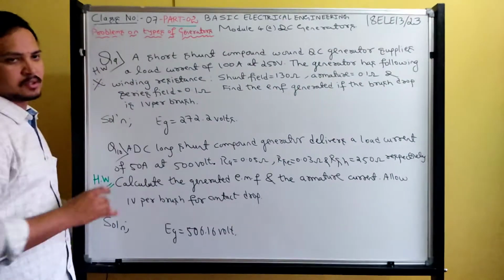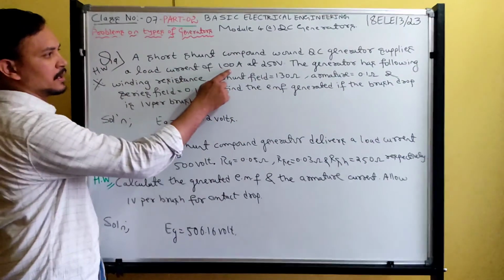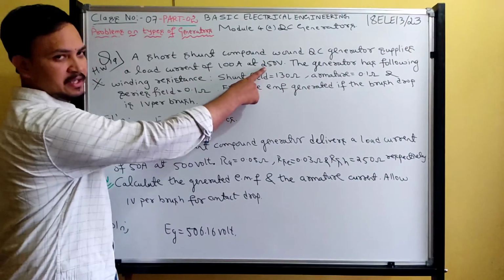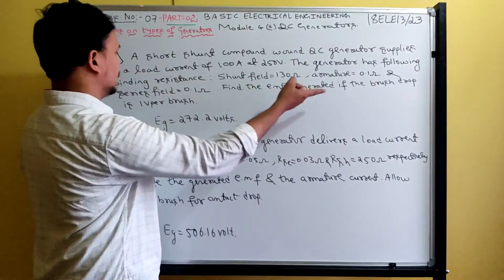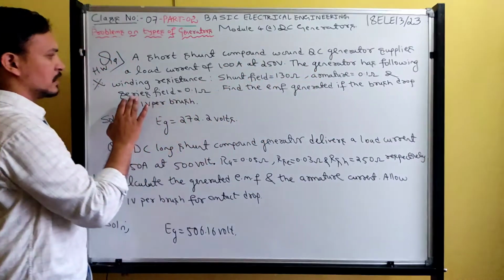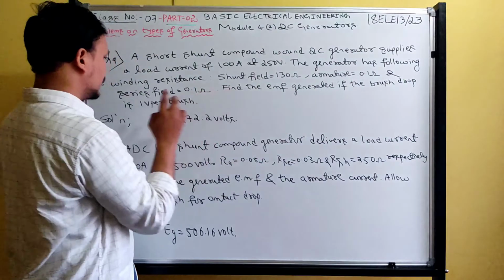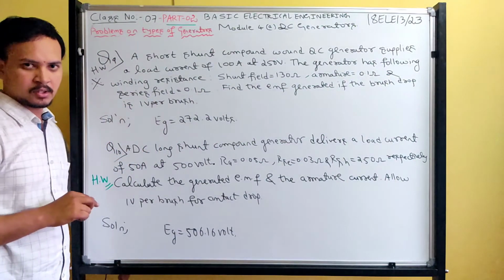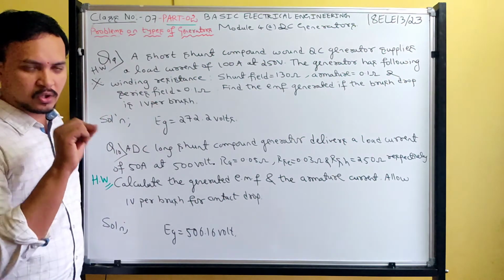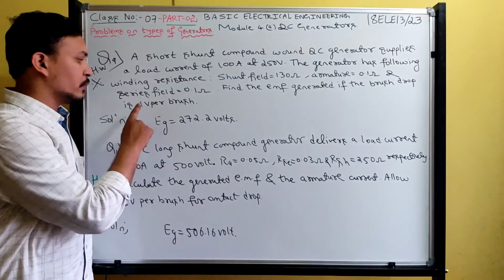So the first question is a short shunt compound generator. It supplies a load current of 100 ampere. See, IL value is 100 and Vt is 250 volts. The generator has the following winding resistances: RSH is given, Ra is given, and the series field resistance is also given. Find the EMF generated if the brush drop is 1 volt per brush. So see, in this question, brush drop is given. In the voltage relation of the short shunt generator, you write V plus brush drop. So there you should take 1 volt per brush.